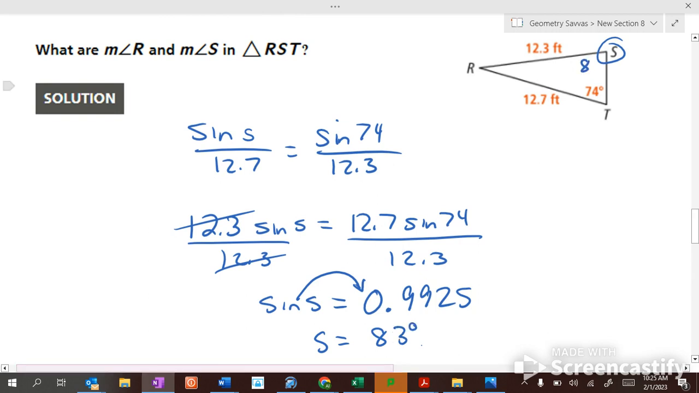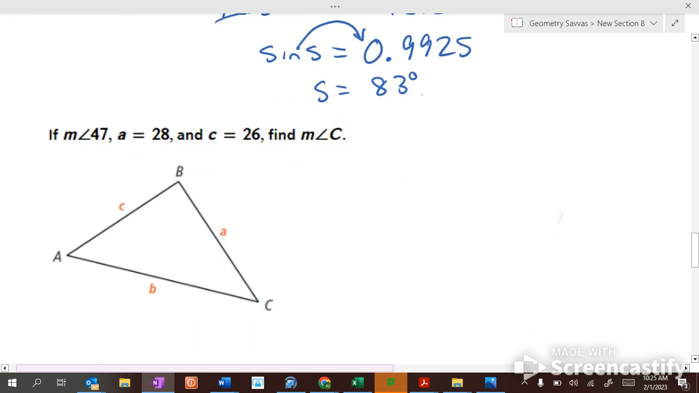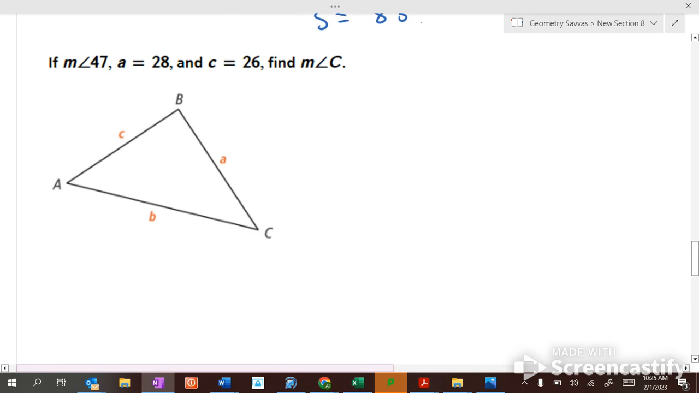So if this is 83 and this is 74, what's left for R? How many degrees are in a triangle? 180. 180 minus 157 is 23 degrees. Okay? So that's figuring out an angle. An angle is just a little bit more difficult, but not that much.